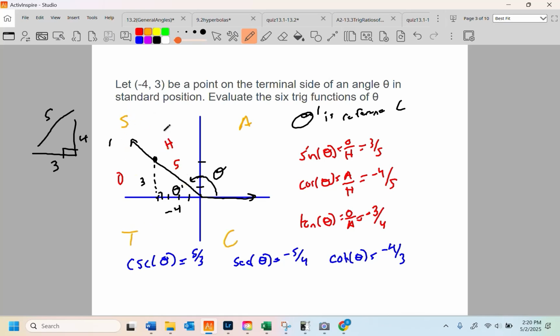This triangle was in quadrant 2. The only thing that was supposed to be positive was sine and cosecant. And look, sine is positive, cosecant's positive. Everything else was negative. Cosine was negative, secant was negative. Tangent was negative, cotangent was negative. That's the way you check yourself.